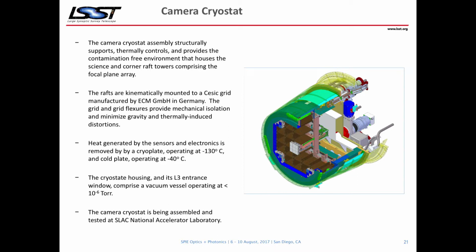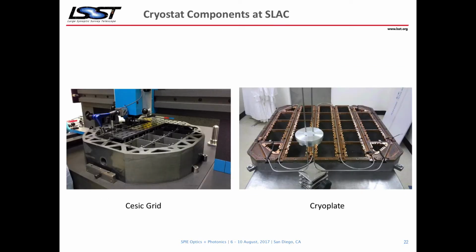The focal plane has a Cryo Plate, which is controlled at minus 130 degrees C, as well as a cold plate, which is operating at minus 40 degrees C. The cryostat housing is an optic. It's the L3 entrance window, and that has to maintain the vacuum over 10 to the minus 6 torr over a fairly large area. The diameter of that vacuum window is about 65 centimeters or so. So it's fairly thick. And the camera cryostat is being assembled and tested at SLAC National Accelerator Laboratory in California.